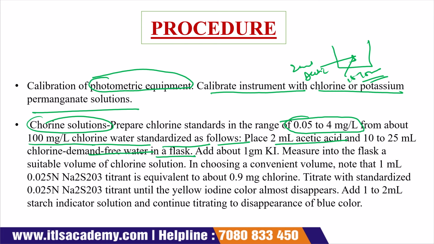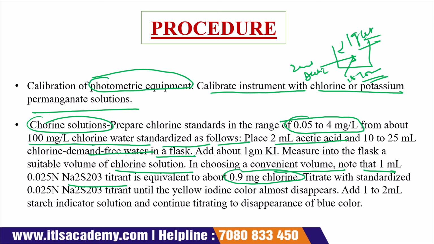Then we added 1 gram of potassium iodide. We measure a suitable volume of the chlorine solution into the flask. In choosing a convenient volume, note that 1 ml of 0.025 normal sodium thiosulfate titrant is equivalent to 0.9 milligram of chlorine.